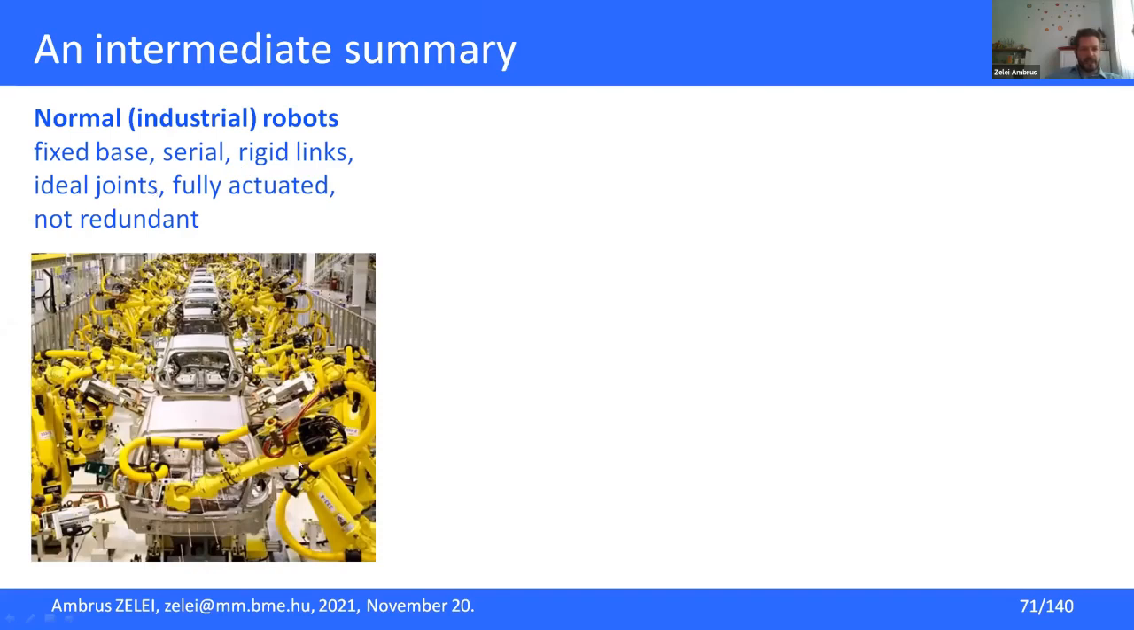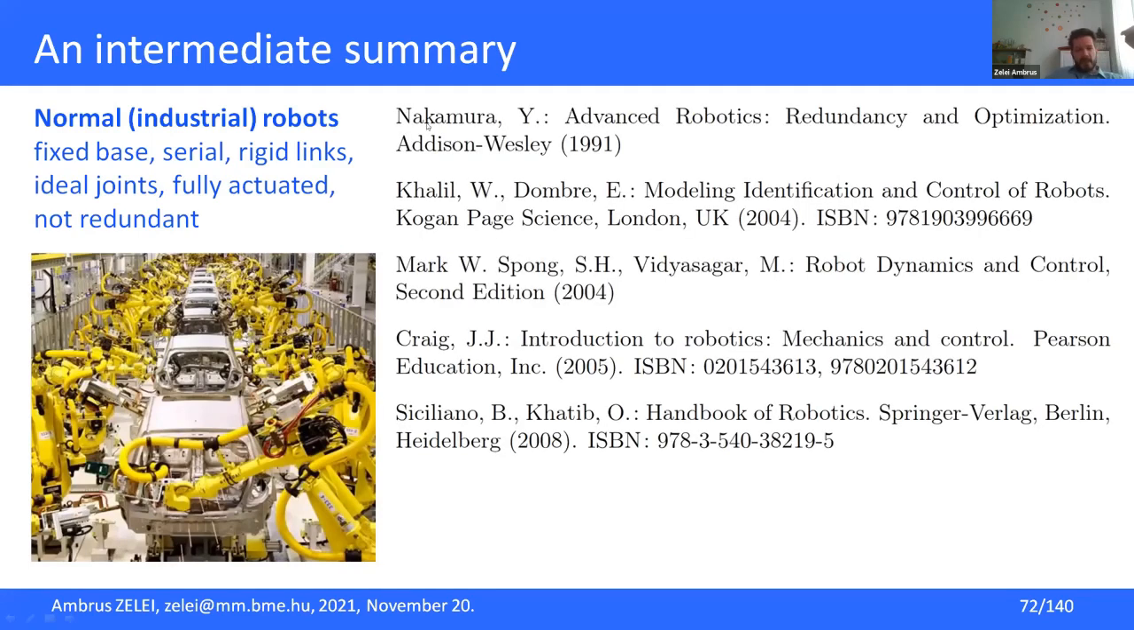They are fully actuated, so there is a motor in each link, and they are not redundant. Later we will see what redundancy means. This is the simplest case, but I think most robots fit this picture. The things we have seen so far are summarized in some very good books. You can check these books out, and they are very useful if you want to understand robotics control in more detail.